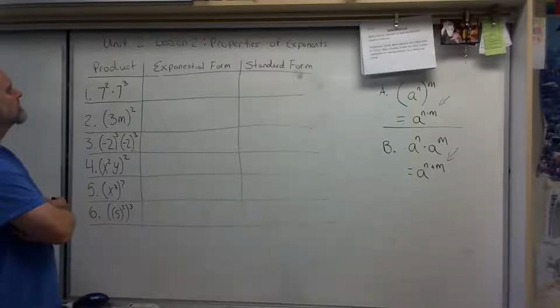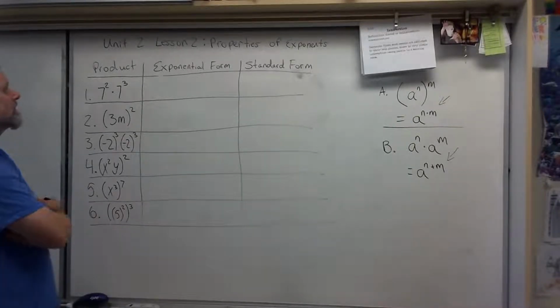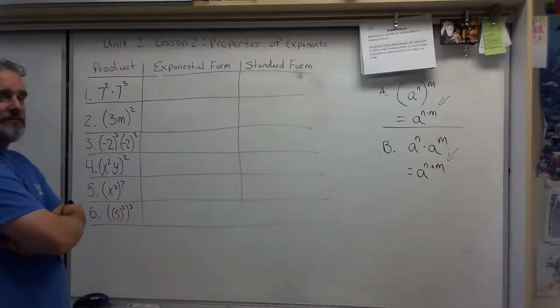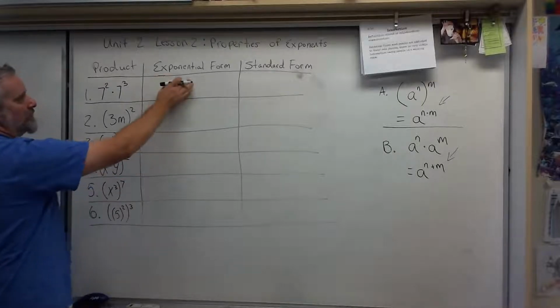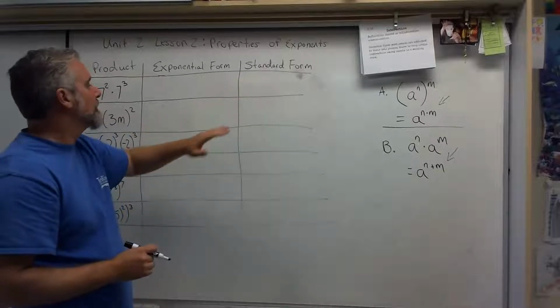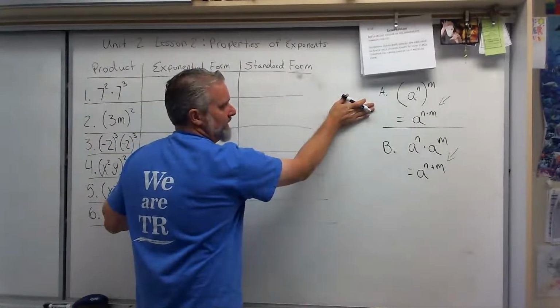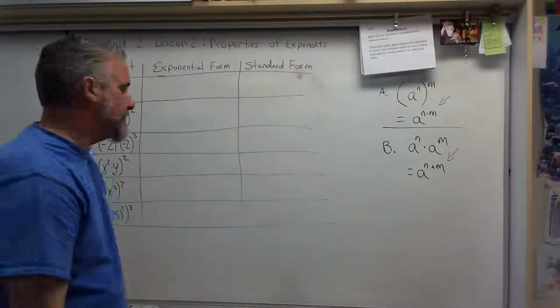All right, class. Today we're working on Unit 2, Lesson 2, Properties of Exponents. Problem number 1, we have 7 squared times 7 to the third power. So the first thing we're asked to do is to write it in exponential form, and then after that, write it in standard form. So often I'm going to be referring to, we call this format A and format B, or scenario A, scenario B.